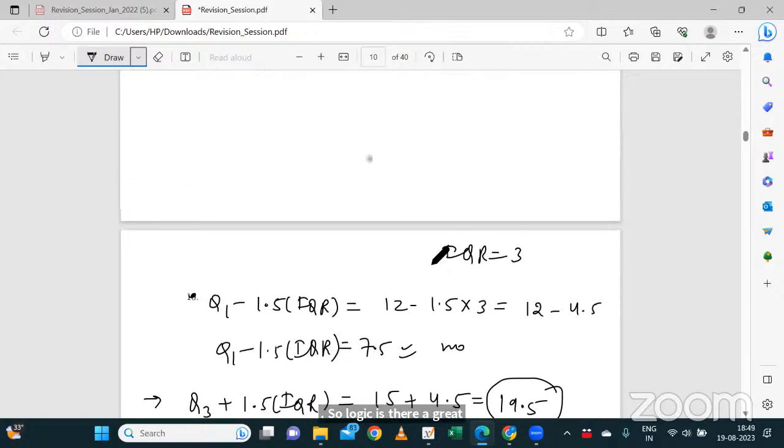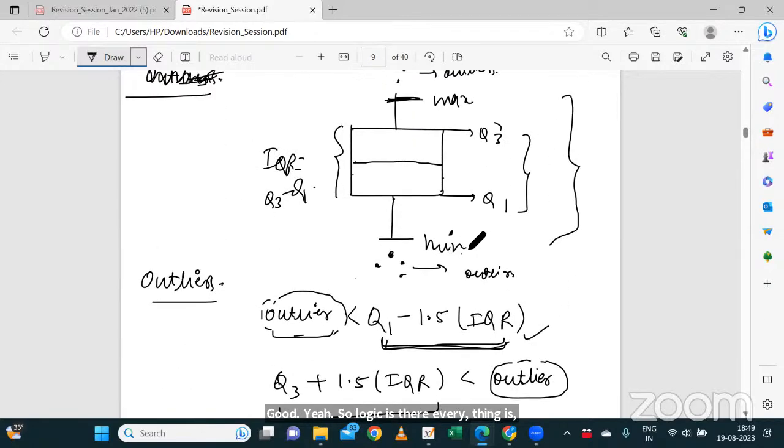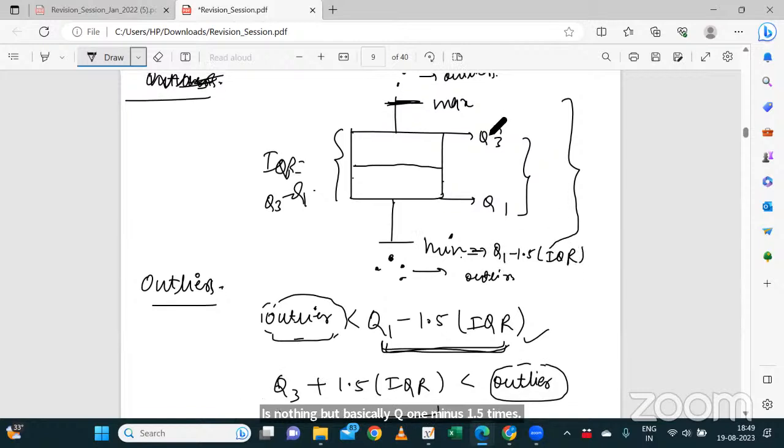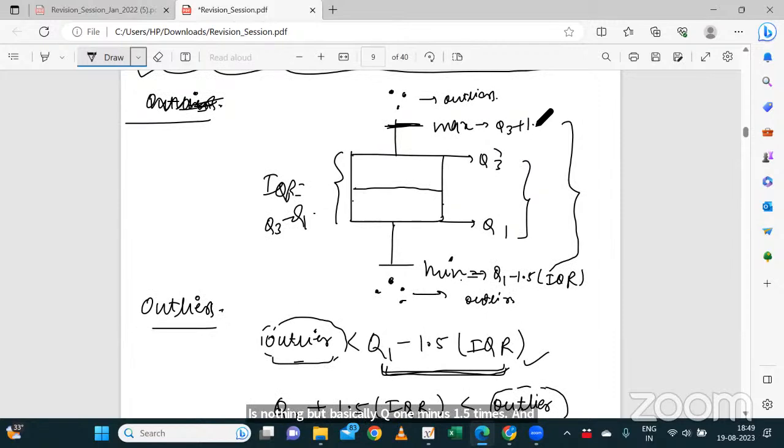Basically, if I'm not wrong, the minimum value is treated as Q1 minus 1.5 times IQR. This is the formula we use to identify outliers. The minimum value is nothing but Q1 minus 1.5 times IQR, and the maximum you can treat as Q3 plus 1.5 times IQR. For this formula, let's not go into the derivation. You can just keep it.